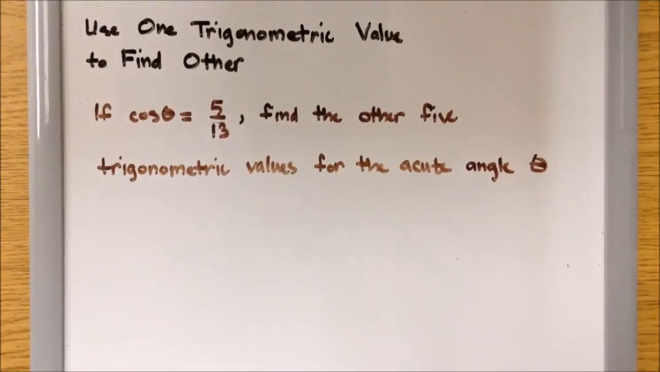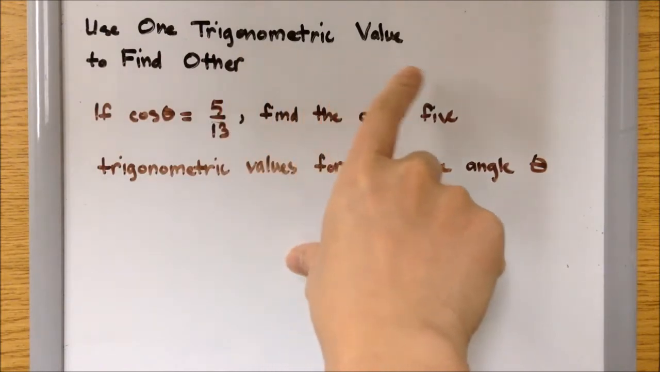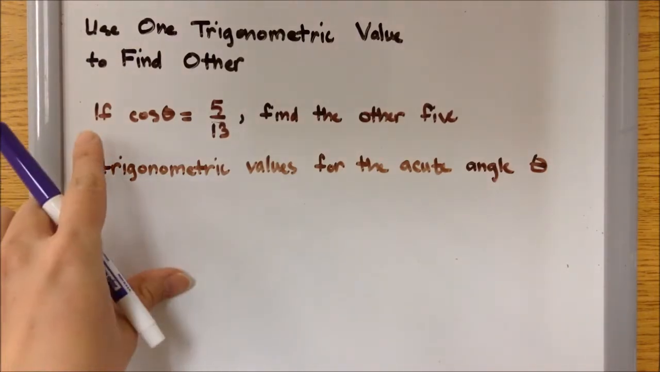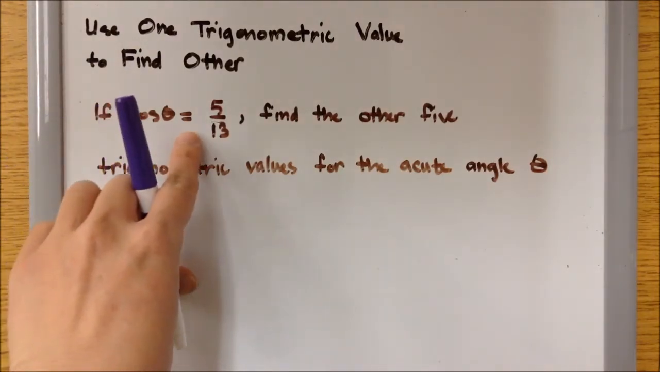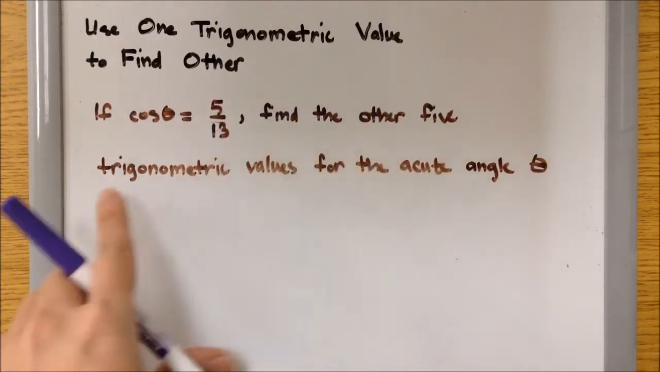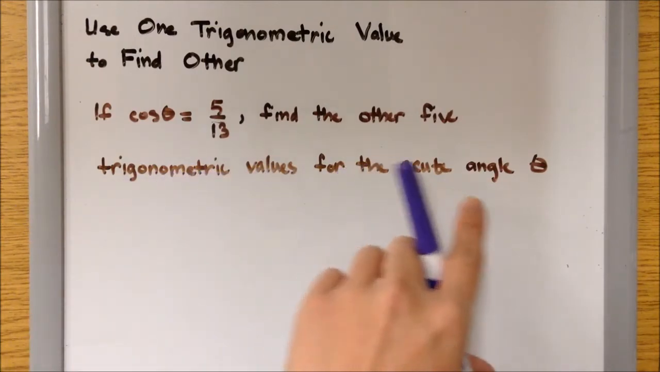So for this section, it's asking you to use one trigonometric value to find other. So if you're given one trig value, you can use that information to find the other 5 trig functions. In this first example, if cosine theta equals 5 over 13, find the other 5 trig values for the acute angle theta.